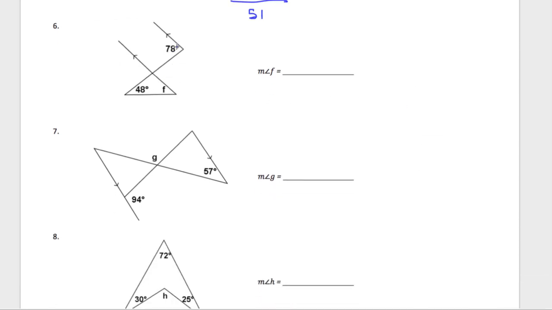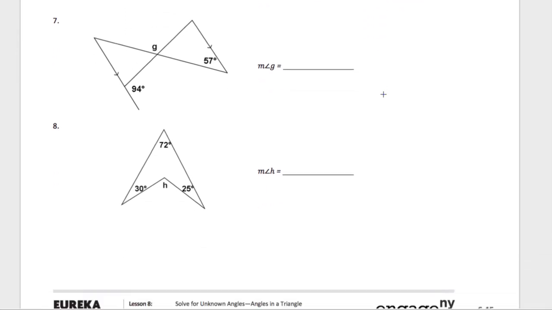For number 6, we can move this 78 here because these are parallel lines. It's called corresponding angles. Corresponding angles are equal. So that means that this is 78 degrees right there. And then we have these opposite interior angles where 48 plus F is equal to 78. So that means F is going to be 30 degrees because I can subtract 48 from 78 because of opposite interior again. Go ahead, pause me, do number 7.